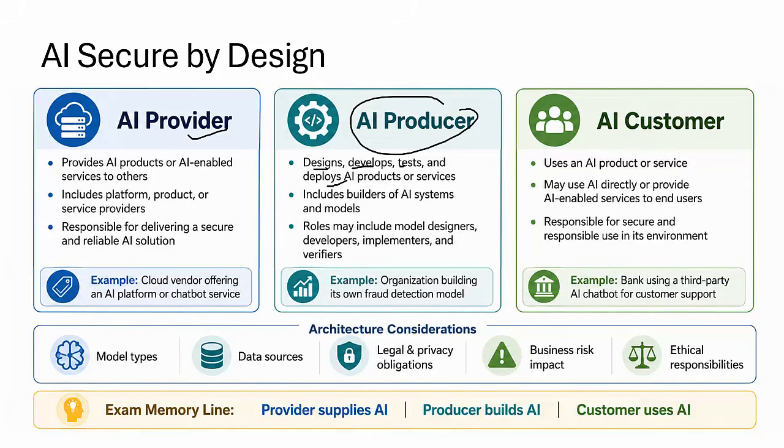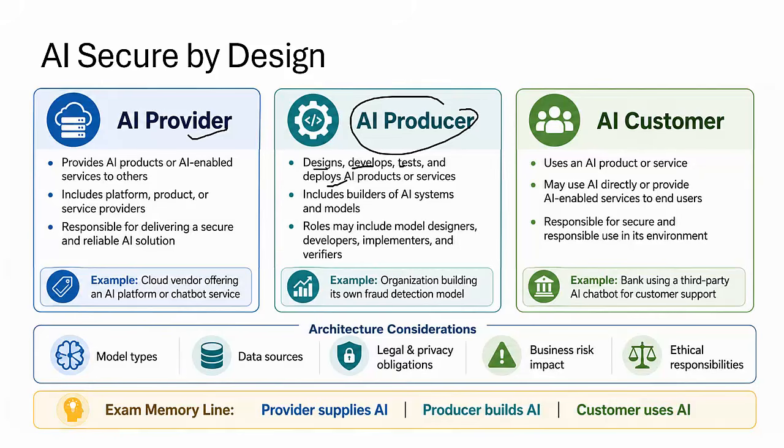So the bank data team will collect the data, train the models, check the bias, deploy the model, and monitor the performance. The producer must ensure the training data is secure, along with the model design, source code, and API. They are the ones who build and develop the AI.